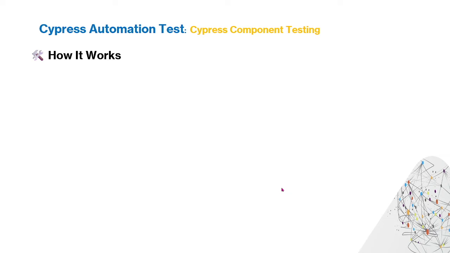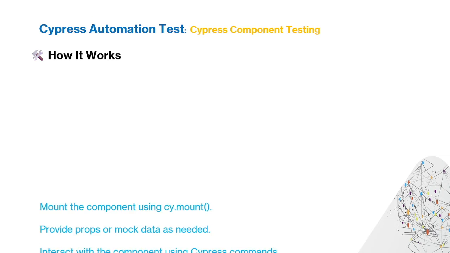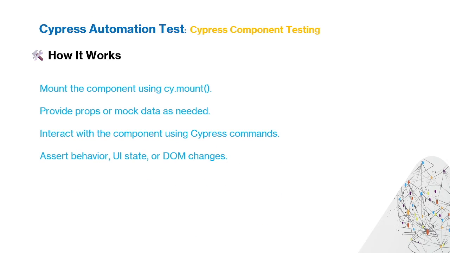How it works. Mount the component using the Cypress mount function. Provide props or mock data as needed. Interact with the component using Cypress commands. Assert behavior, UI state, or DOM changes.